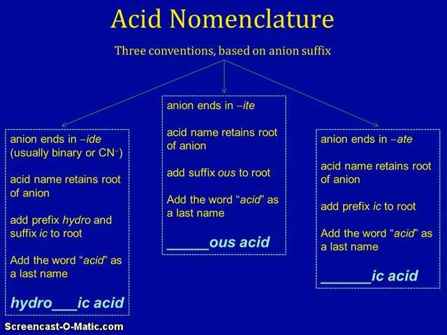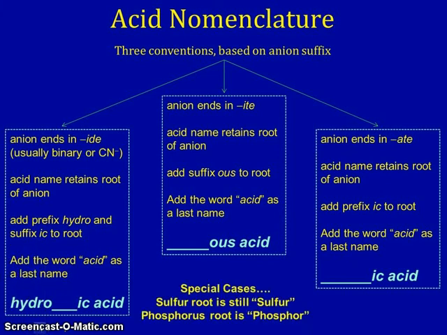Some interesting things we need to keep in mind. Sulfur, we don't use sulf as the root for sulfur. We use the word sulfur as the root. So we will not have sulfus or sulfic acid. They will be sulfuric or sulfurous. Phosphorus is the same way. We don't have phosphus or phosphic. We keep it all the way out to the OR, so it will be phosphorus or phosphoric or hydrophosphoric acid.